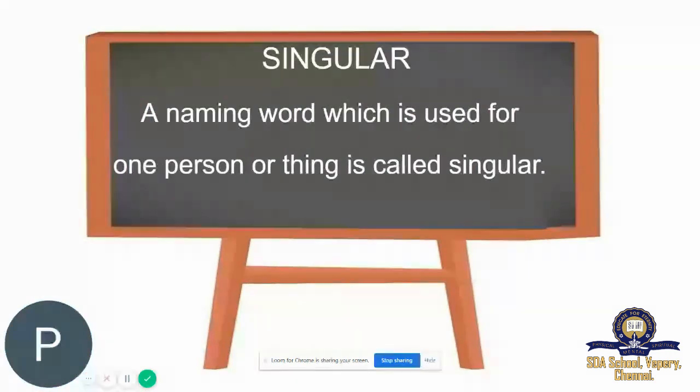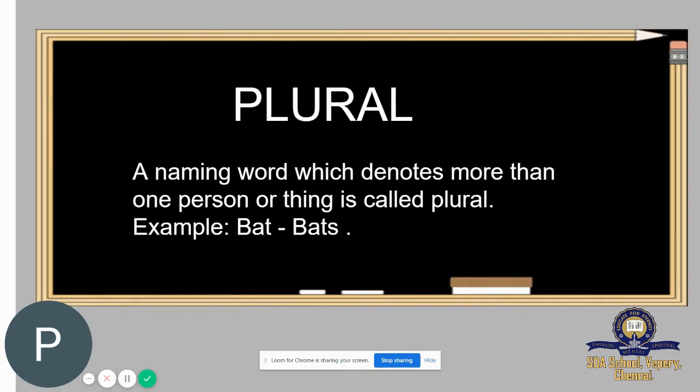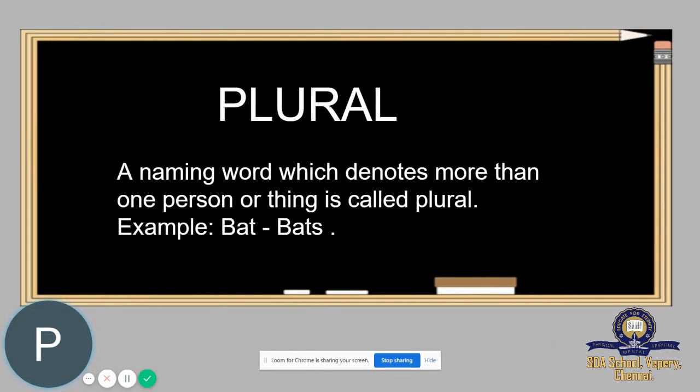Singular: a naming word which is used for one person or thing is called singular. Plural: a naming word which denotes more than one person or thing is called plural. For example, when we say bat, it is a singular. When we pronounce it as bats, it is a plural.